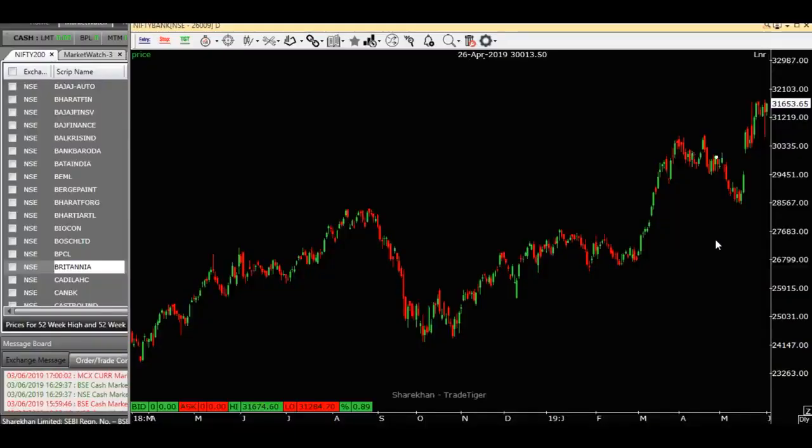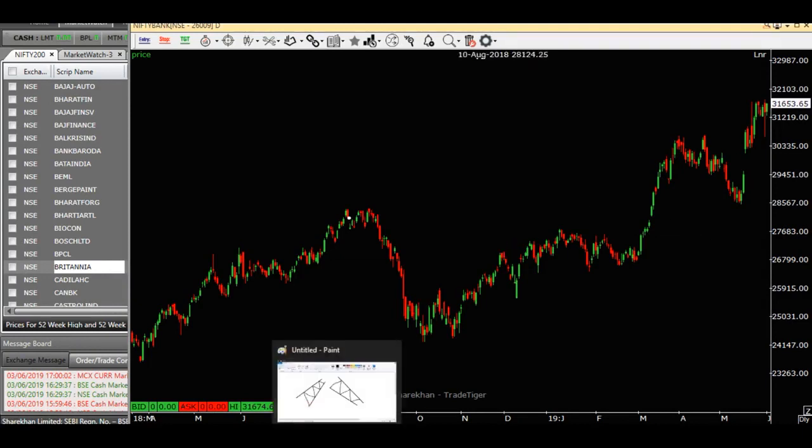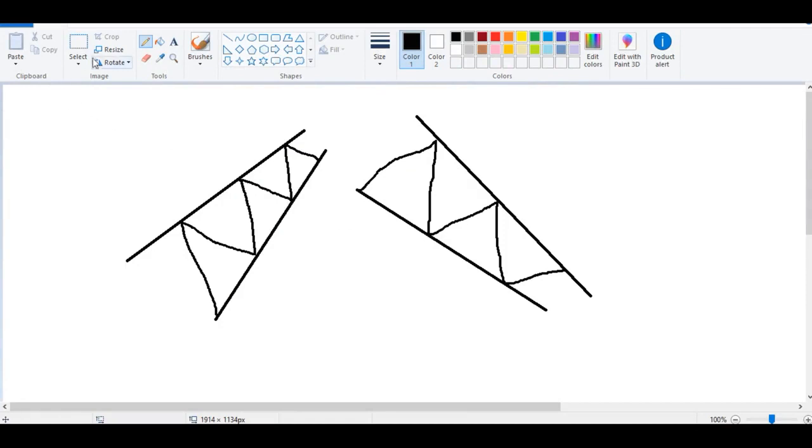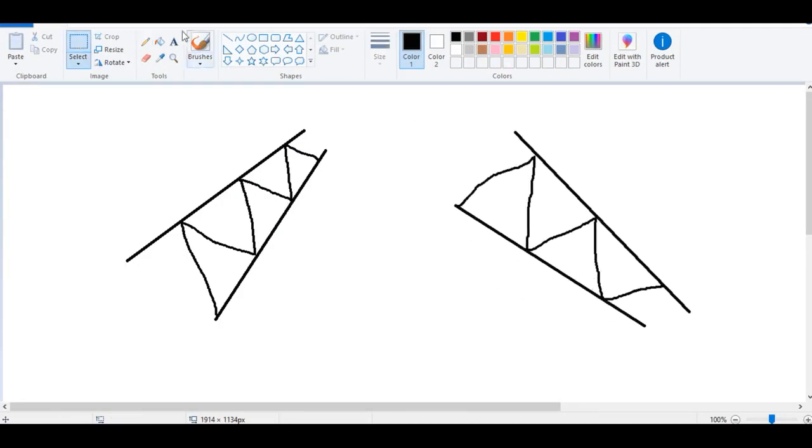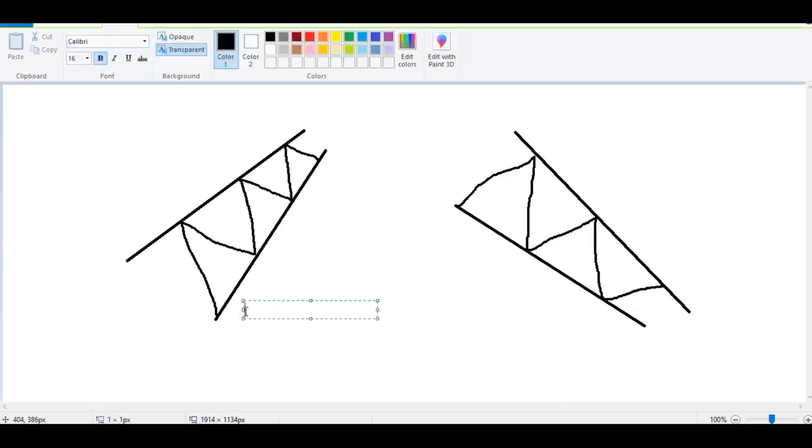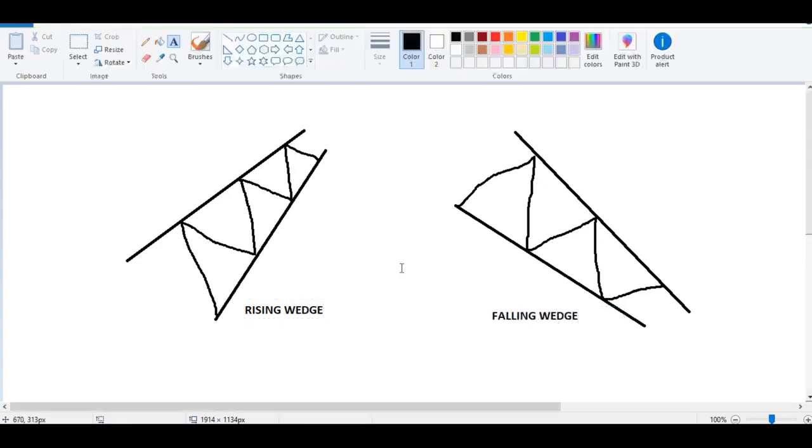Alright guys, so now coming to our last and final pattern. This pattern is known as a wedge. We have two types of wedges. One is called the rising wedge, and this one is known as the falling wedge. Wedges are nothing but trend reversal patterns.